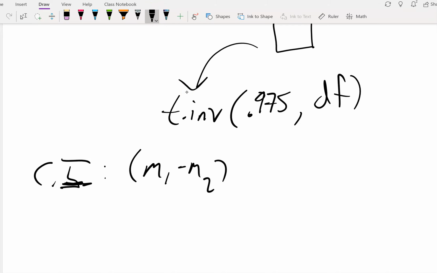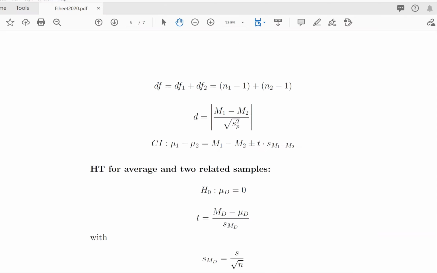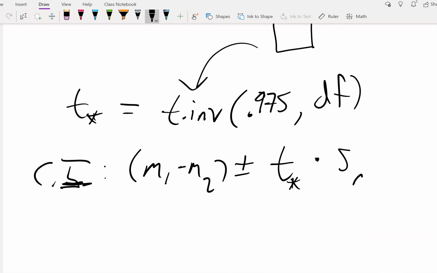Because to build a confidence interval, you use your numbers, plus or minus some margin of error. The margin of error will be a T value, which we'll call T star, your critical value, times the standard error in our formula. The standard error being S sub M1 minus M2. That's your confidence interval.